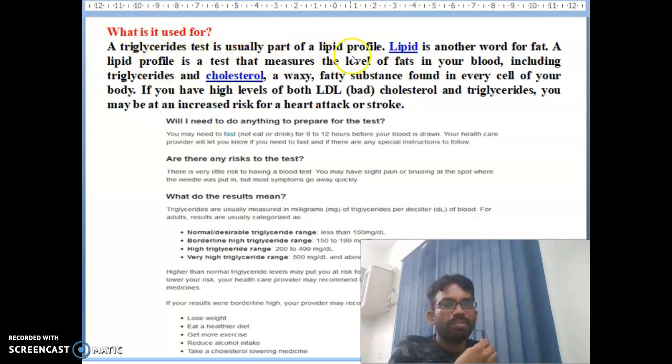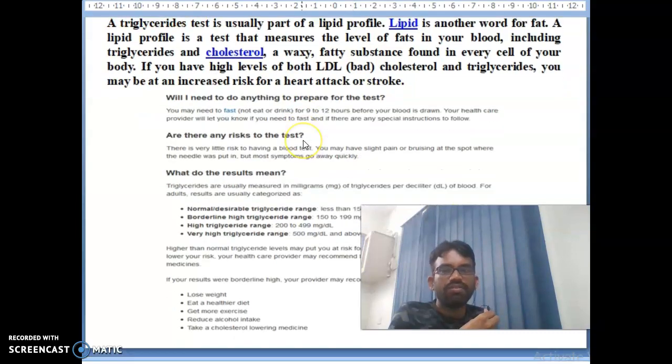Triglyceride is usually part of the lipid profile. Lipid means how much other fat is there. So the cholesterol levels and low density levels, these things you will find out from this test. You can see here the symptoms and the test factors clearly, and you can see the figure.